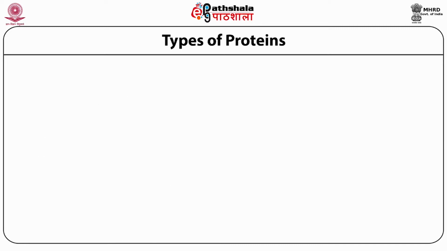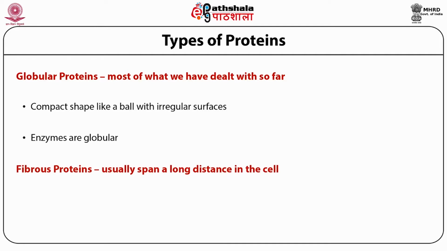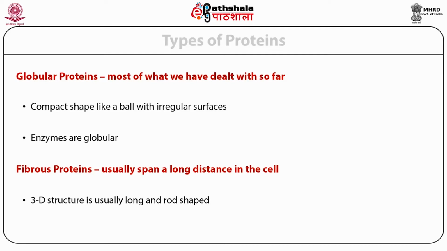There are 2 major types of proteins: globular proteins and fibrous proteins. Most of what we have dealt with so far are globular proteins, which have a compact shape like a ball with an irregular surface. Enzymes are globular. Fibrous proteins usually span a long distance in the cell. Their 3D structure is usually long and rod-shaped. These are the types of proteins.